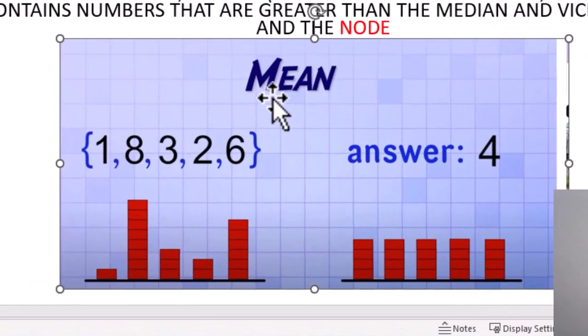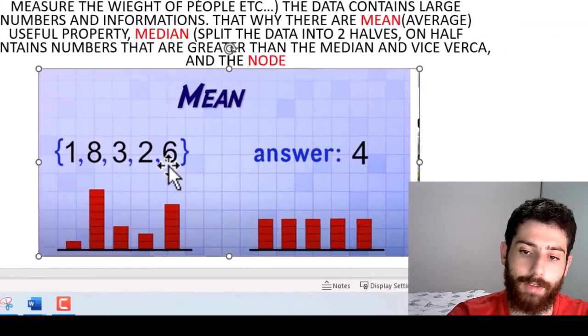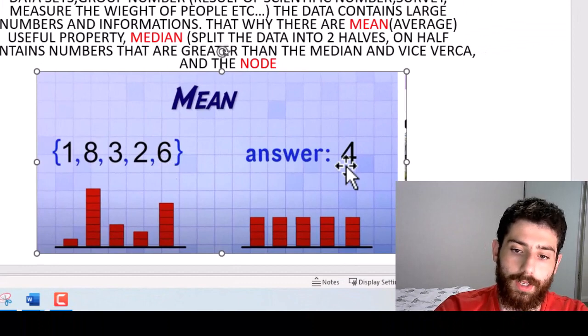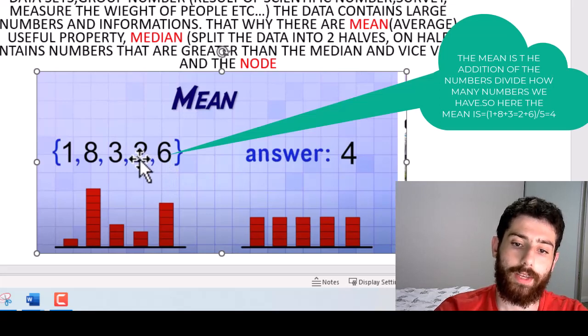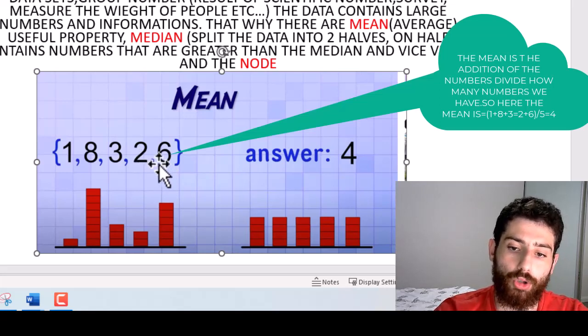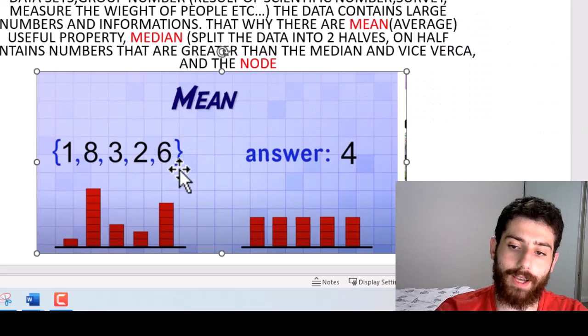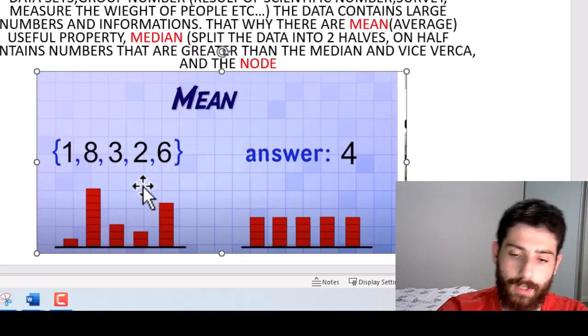So here the mean of these five numbers, 1, 8, 3, 2, 6, is 4. Why? Because 1 plus 8 plus 3 plus 2 plus 6 over 5 is equal to 4. Why are we dividing by 5? Because there are 5 numbers: 1, 2, 3, 4, 5. We add all those numbers and divide by 5, and we get the average of all those numbers.